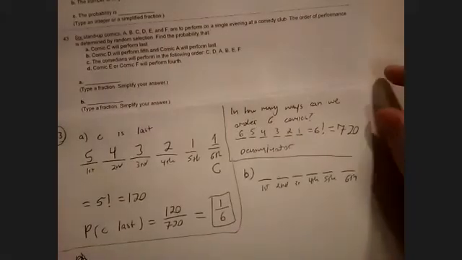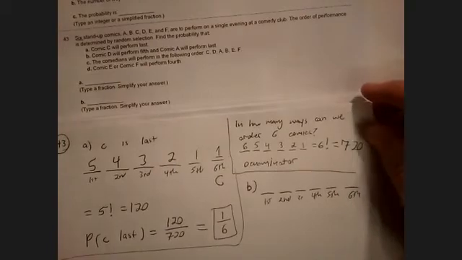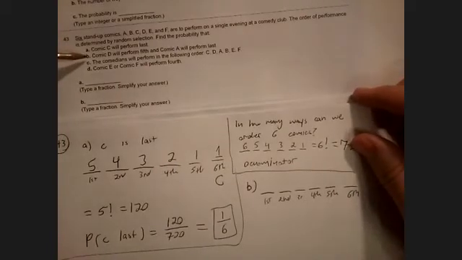I have to keep saying it because I forget it by the time I get to it. Okay. Part B. Comic D will perform 5th. Okay, so D has to be here. And comic A will perform last. Comic A will perform last.